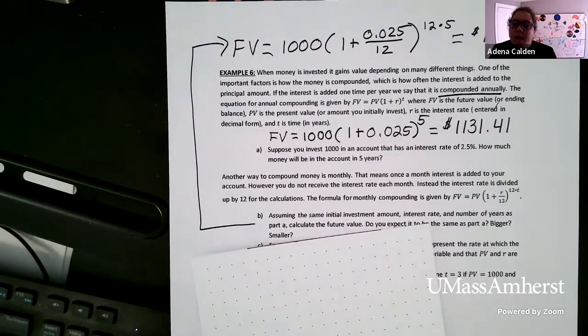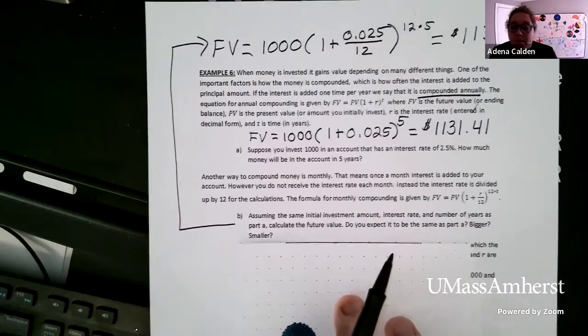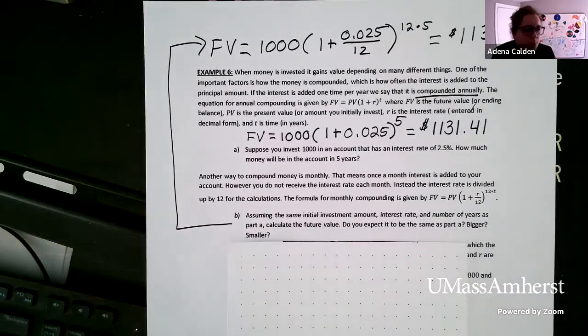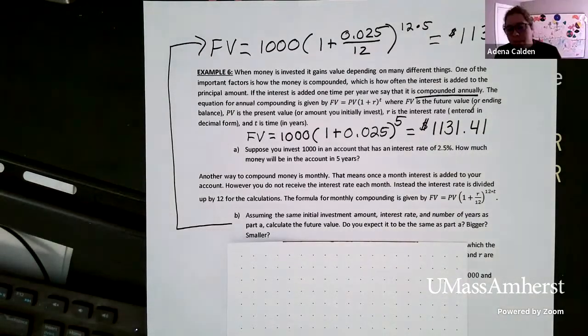And so thinking about this, if you go to make an investment and you have a choice between 2 banks, and one of them compounds annually and gives you 2%, and one of them compounds monthly and gives you 2%, now you know that monthly is going to get you a little bit more money, right? Why does that happen?